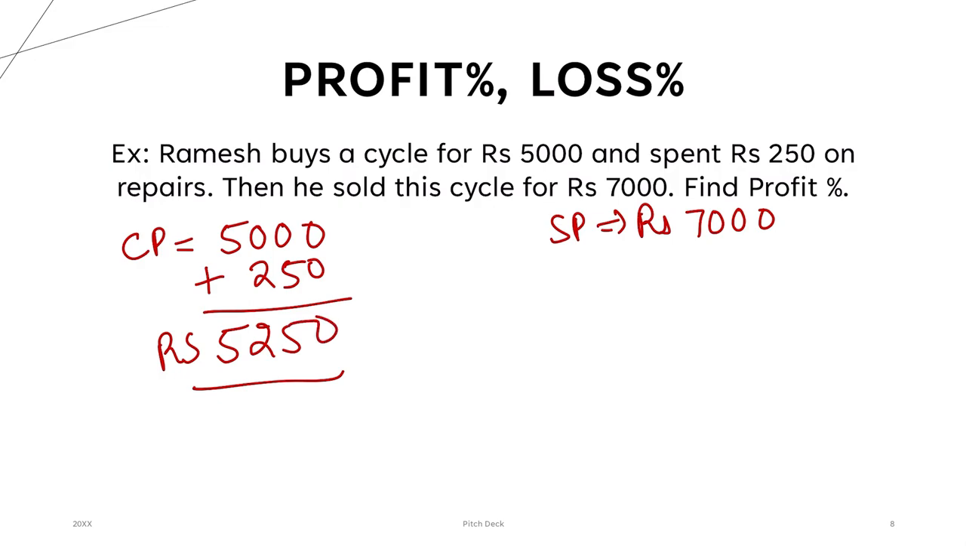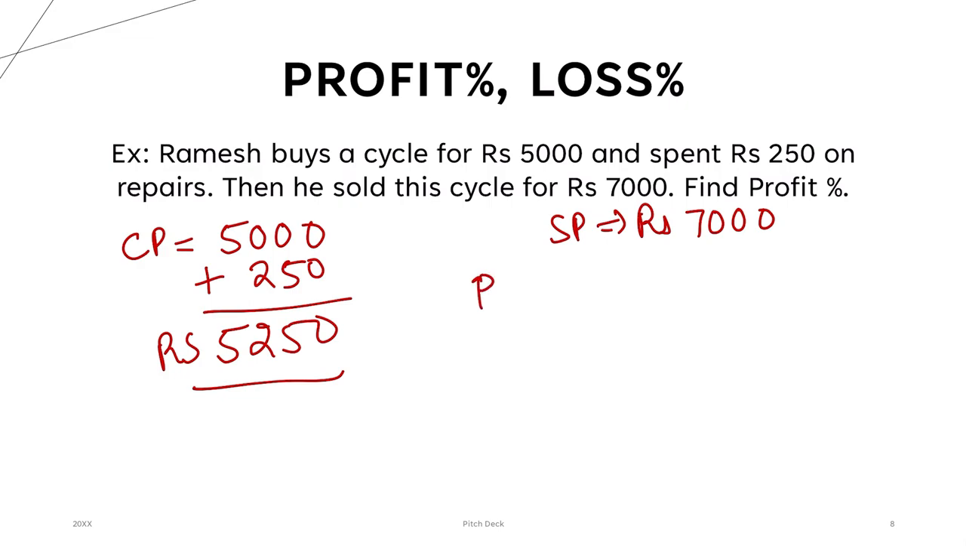5250. Suppose you buy an old house, you do all the maintenance, put a lot of money into it. Obviously it will sell for more than what it would have sold for when you had just passed it on as an old house. You bought an old house, did all the repairs, and then sell it for an even higher price, right? So you have CP as 5,250.